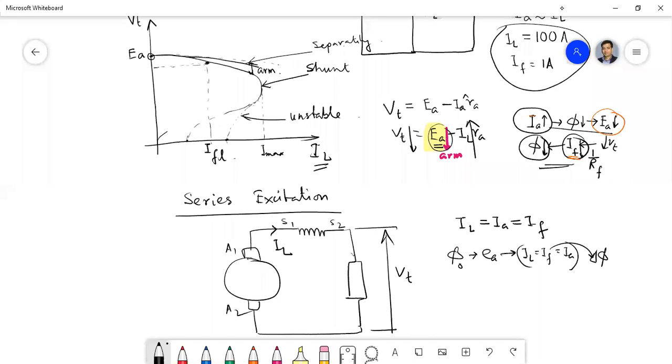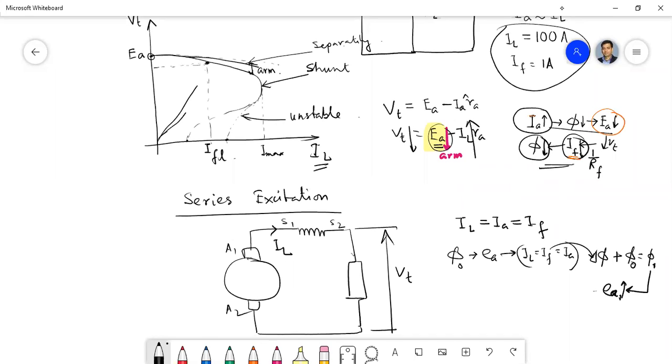Take it delta phi. And this delta phi, due to the proper connection of the field, if it is added with this, then the net flux will increase to phi 1, and that phi 1 will give you some increased voltage EA1. Is that clear? So this is how the voltage will build up. So you will get this type of characteristics, the initial portion like this.